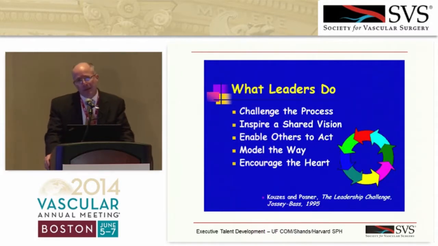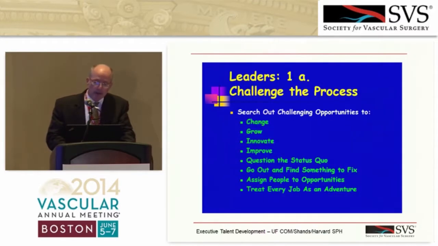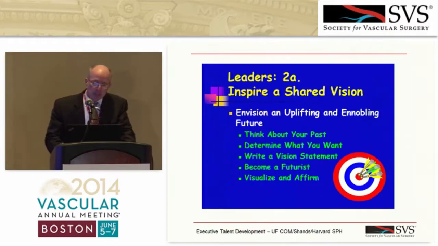What does a good leader do every day? They challenge the process. They inspire a shared vision. They enable others to act. They model the way and encourage the heart. And what do those things mean? They look for challenges. They challenge the process, the opportunities to change, to grow, to innovate, to improve, really questioning the status quo. As far as inspiring a shared vision, they envision an uplifting and noble future.